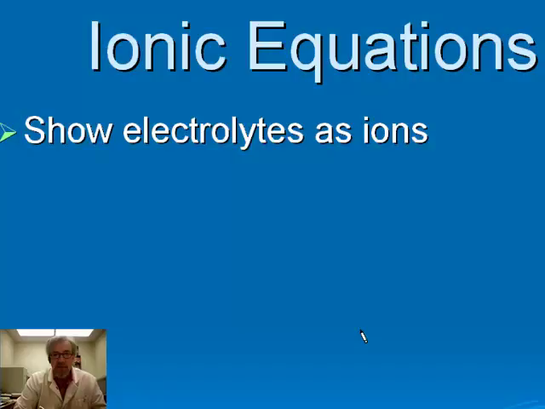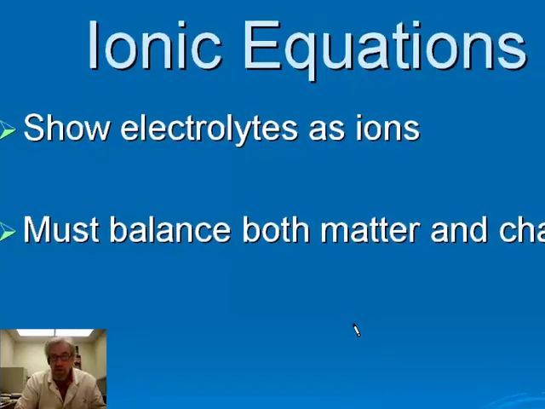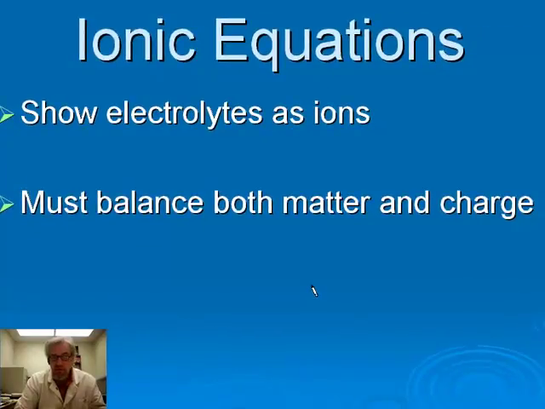In ionic equations, all the electrolytes are shown as ions. So what that means is you're going to have to split up any soluble salts, and you're going to have to split up strong acids because they are mostly ions in solution as well. In addition to showing the matter balancing, you also have to make sure that the charge balances, the pluses and minuses have to balance each other out.